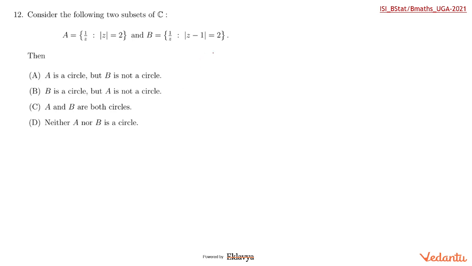Question number 12. Consider the following two subsets of C, where C represents complex numbers. A is 1 by Z, such that mod Z equals 2. B is 1 by Z, such that mod of Z minus 1 equals 2.